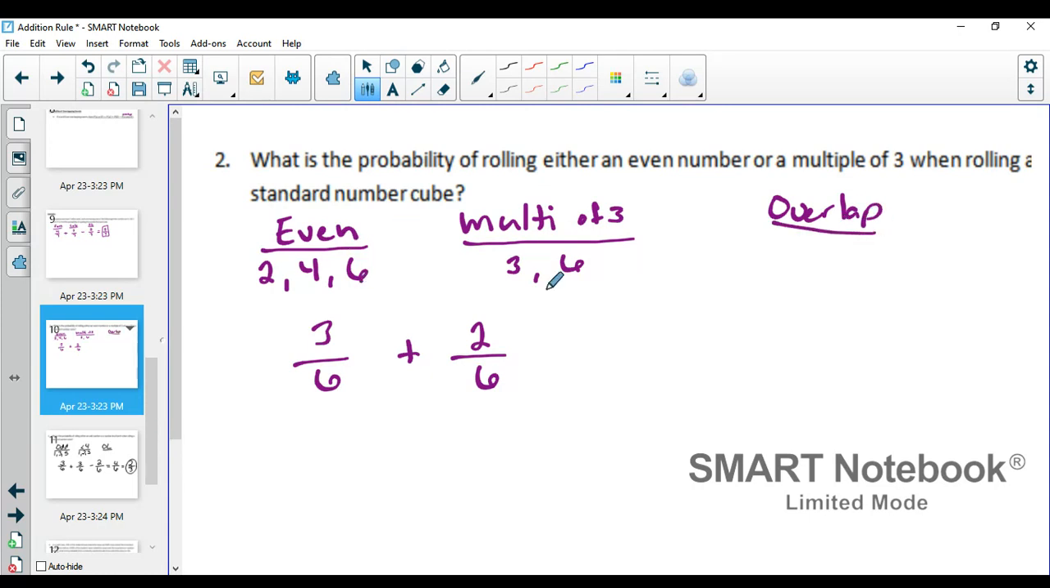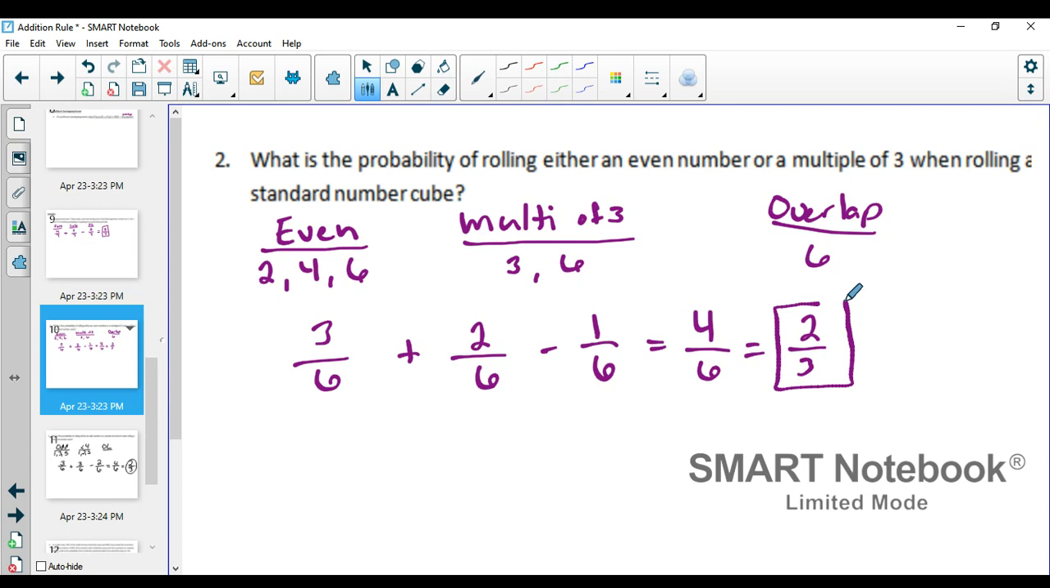They both have the 6 in common, so their overlap is 6, which means we're subtracting away 1 out of the 6. So 3 plus 2 is 5, minus 1 is 4. So we have 4 out of 6, which simplifies to 2/3. So the probability of rolling either an even number or a multiple of 3 is 2 out of 3.